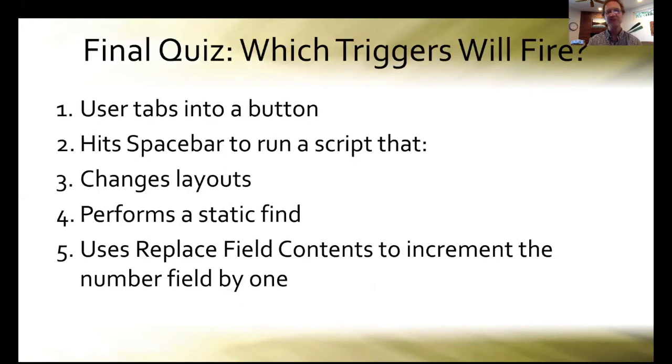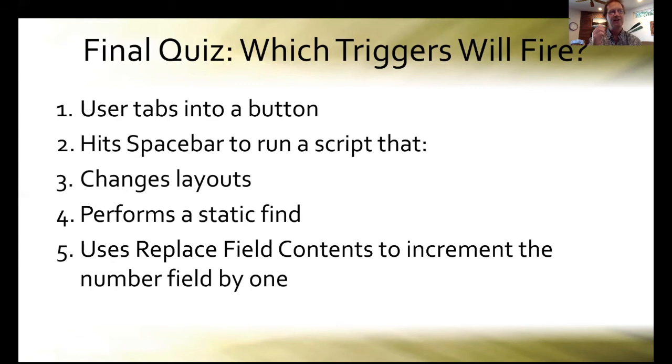All right, so final quiz, which triggers will fire? In this case, if a user tabs into a button and then hits the spacebar to run a script that will change layouts, perform a static find, and you use replace field contents to increment the number field by 1. This is that very script that we ran through as my final example in the demonstration.